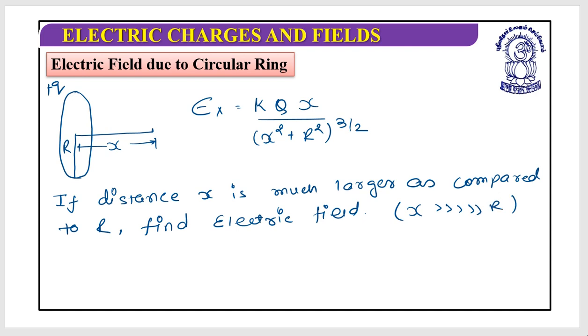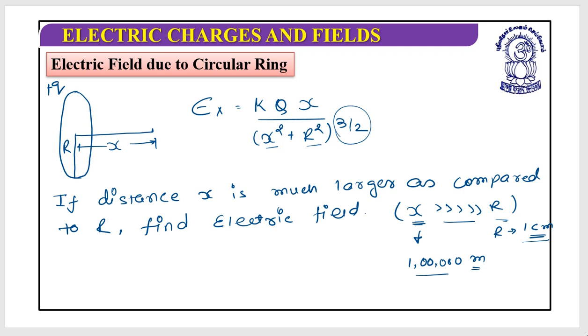What would be the situation? Think in your mind. Look at this. This distance is very far as compared to the radius. Let's say x is 1 lakh meter, and let's say r is 1 centimeter. So what are you going to do? Will you add these two, make squares of them and raise to the power 3 by 2? No, absolutely not.